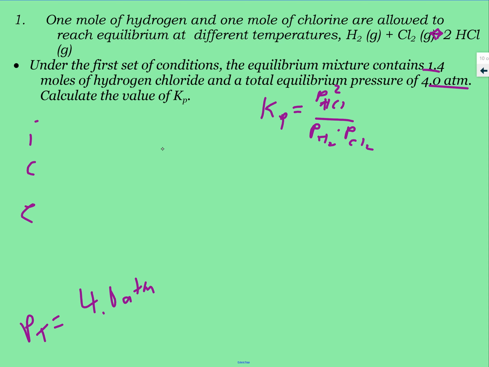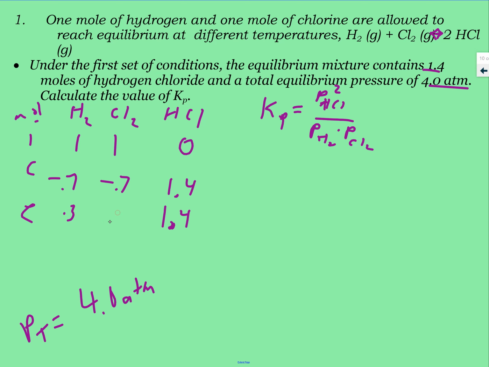At equilibrium, I know I have 1.4 moles of the HCl, which means my change was 1.4 moles, which would mean I start with 0 HCl, which makes sense. I know my change is 1.4 because I really had nothing to start with. They tell me at the beginning I have 1 mole of this and 1 mole of that. Using stoichiometry, for every 2 moles of HCl I use 1 mole of this, so I use 0.7 of this and 0.7 of that. So that means at equilibrium I have 0.3 moles of each of those.